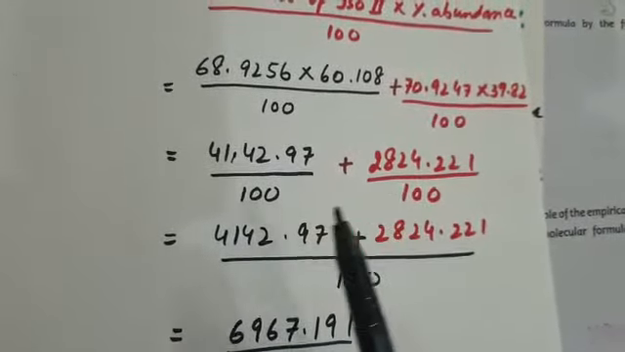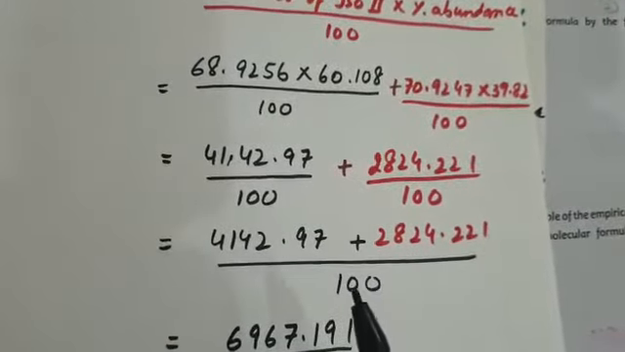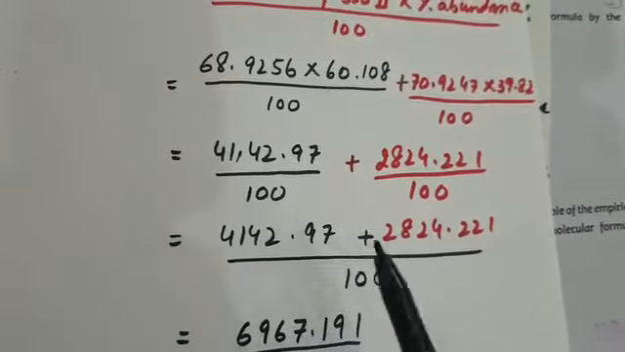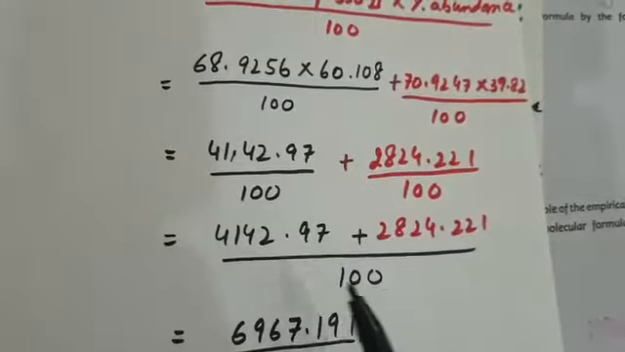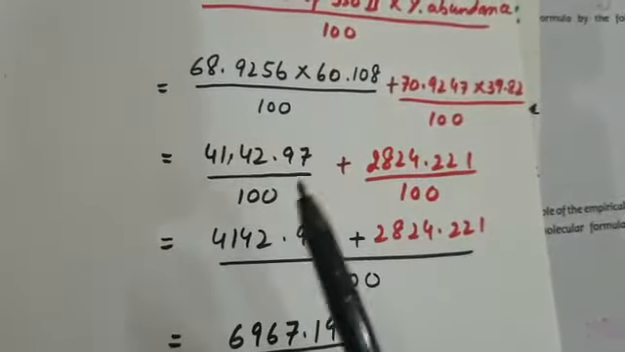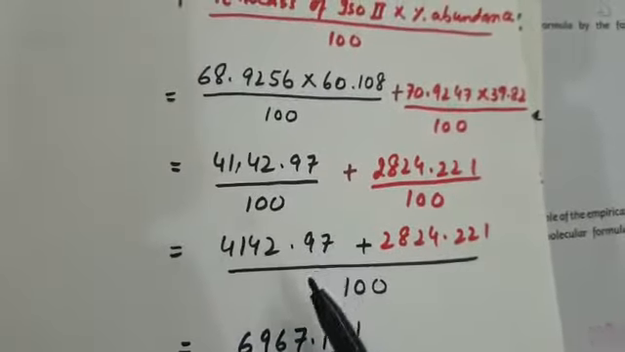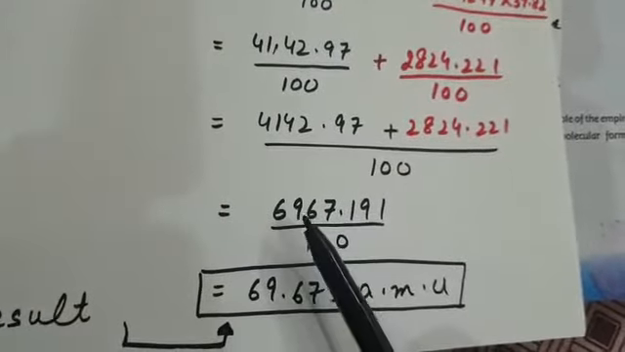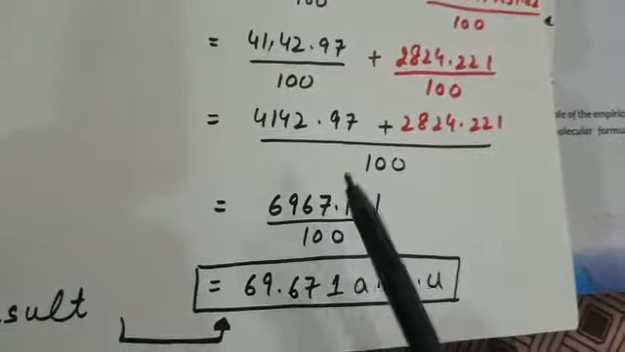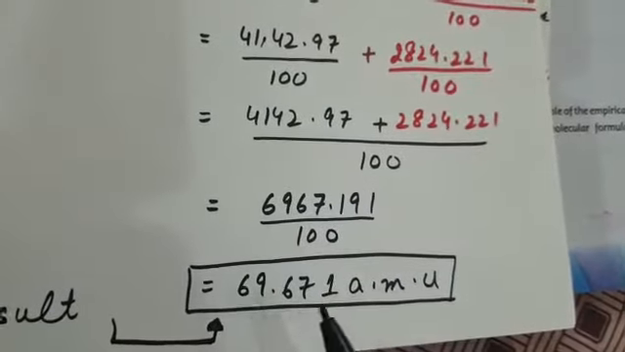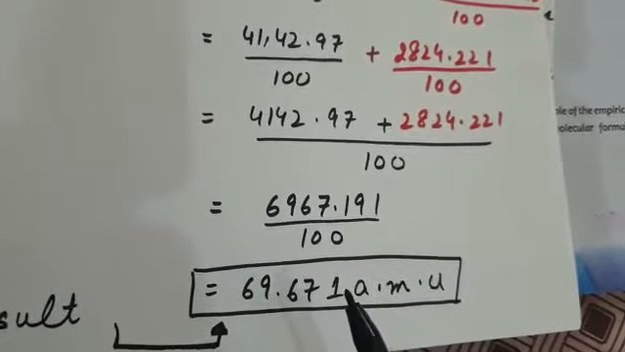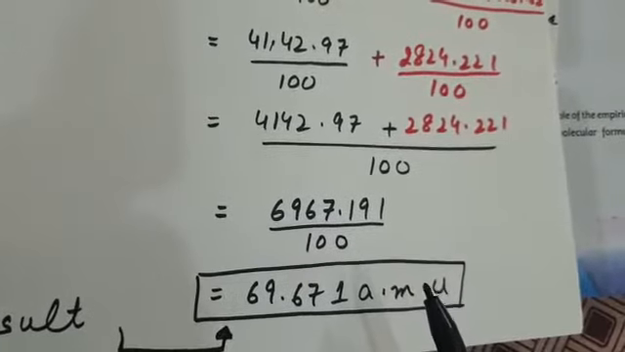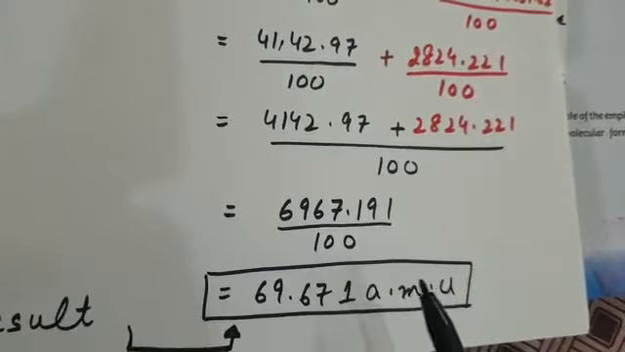What you will do, you will take the LCM of the 100s. Automatically you will get 100. As the LCM is 100, the same for both figures, the same figure comes here and the same figure comes here. So by adding these two figures, we will get this figure divided by 100. By dividing, you will get 69.671, and AMU is the unit for average atomic mass.